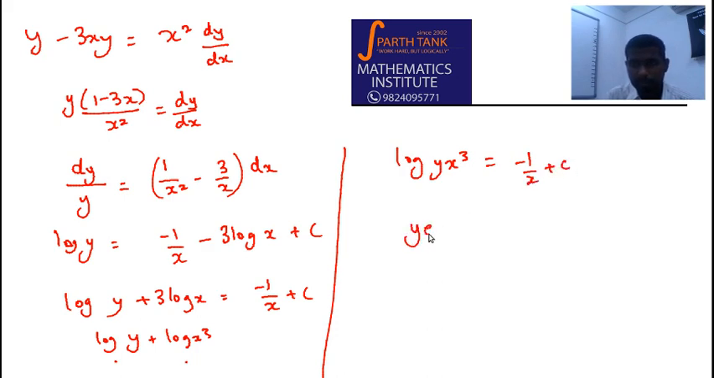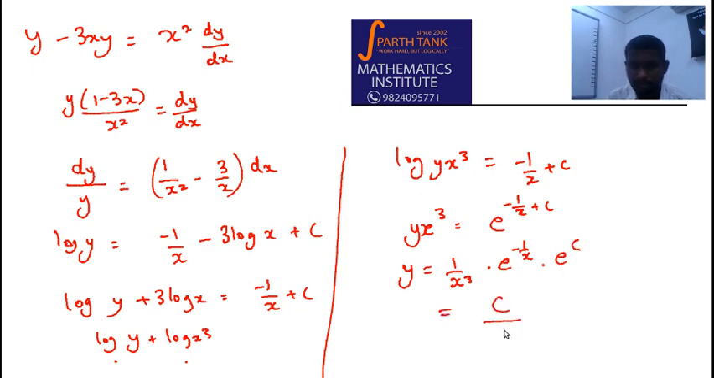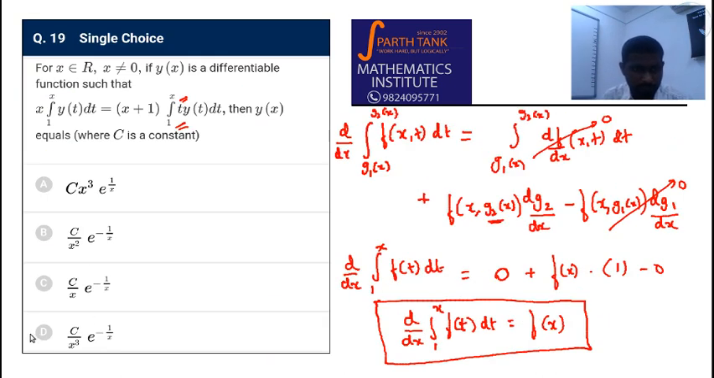Raising e on both sides, y x cube becomes e raised to minus 1 by x plus c, or y is 1 by x cube into e raised to minus 1 by x into e raised to c. Now this is going to be another constant. So basically the answer is c by x cube e raised to minus 1 by x. Is there an option like that? Option D, c by x cube e raised to minus 1 by x.